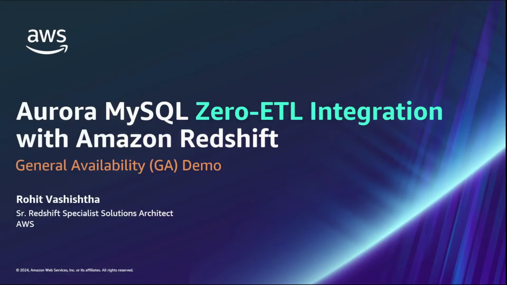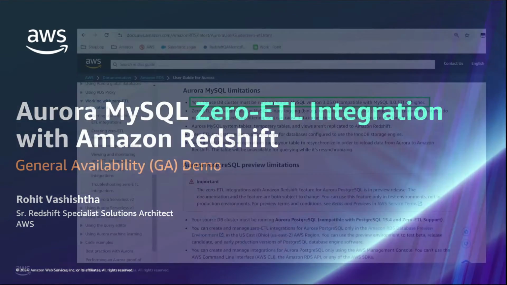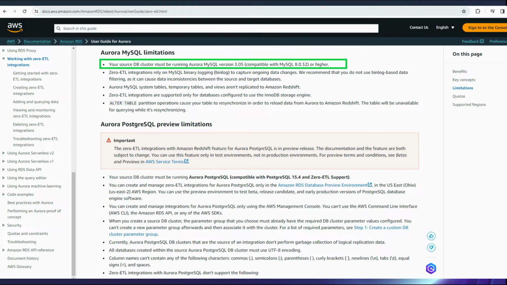Please note that at the general availability of this feature, your source Aurora MySQL cluster has to be version 3.05 or above, which is compatible with MySQL 8.0.32 or higher. Let's look at the demo.